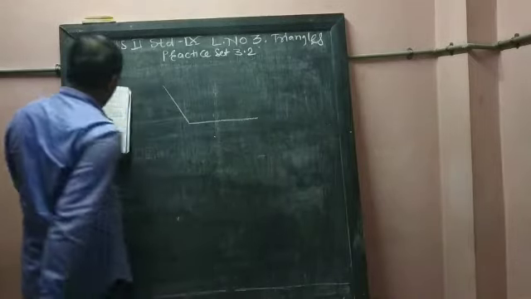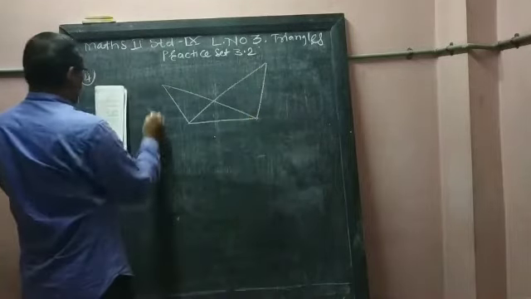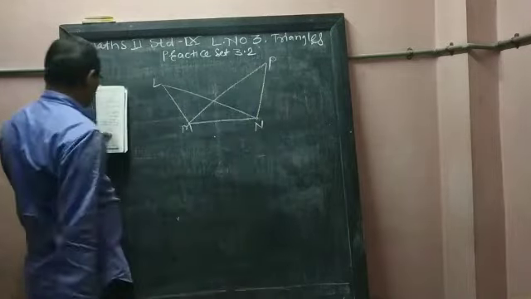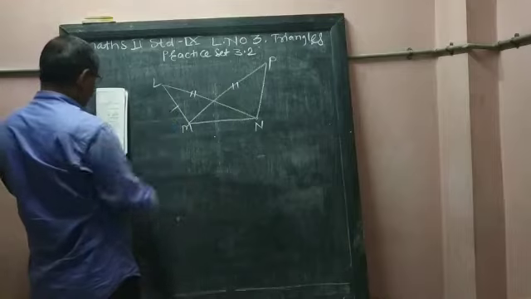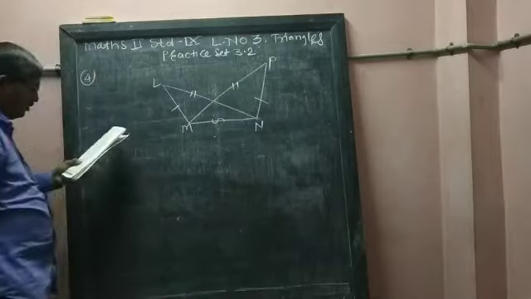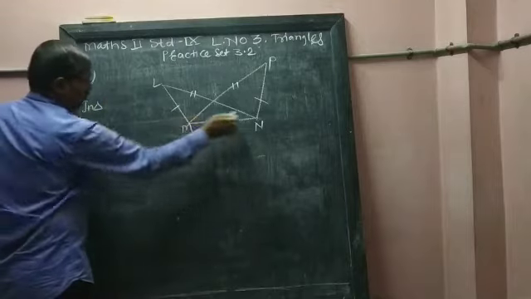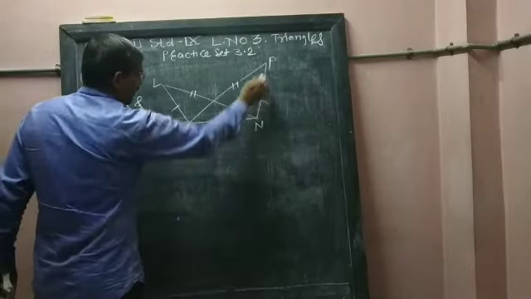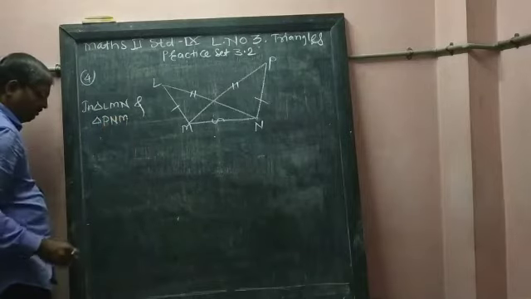I am going to draw the diagram here. One side is common, given. L, M, here it is N, here it is P. Then LN congruent to MP is mentioned. LM congruent PN is given, and this is the common side. So we should write, look here, in triangle LMN and triangle PNM.